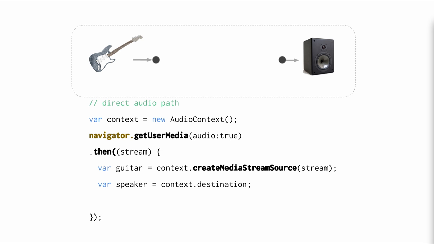So once we get the user media back, we'll start by actually creating the guitar node here by using the context object and then just call createMediaStreamSource on that stream that we returned from the getUserMedia. And then we also get the reference to the speaker. So then we have our two nodes to connect. Then we just hook the first two up together. So we say guitar.connect(speaker). So then we have the direct path here.